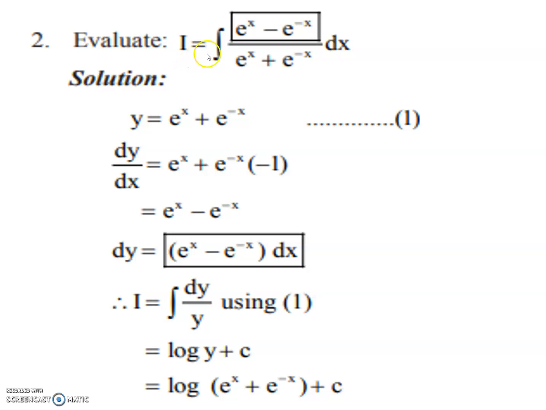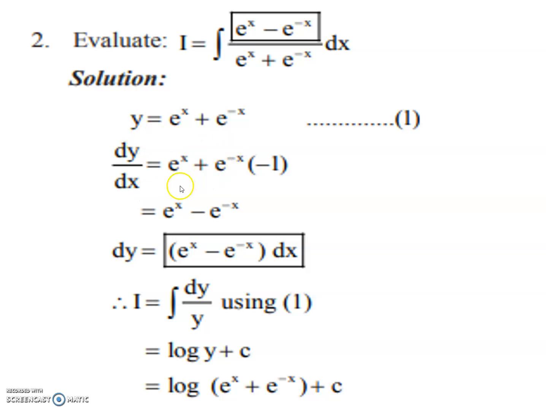Next, evaluate I is equal to e raised to x minus e raised to minus x upon e raised to x plus e raised to minus x. Best way, here we have to apply integration f dash of x upon f of x dx. Here the derivative of e raised to x is e raised to x, but the derivative of e raised to minus x is minus e raised to minus x. That's why minus sign is there. So we have to put y is equal to e raised to x plus e raised to minus x, then dy by dx.